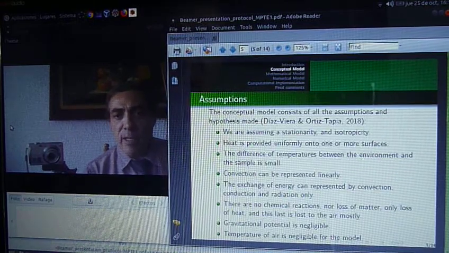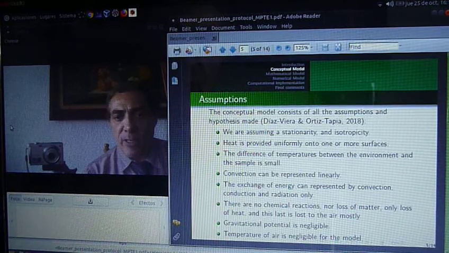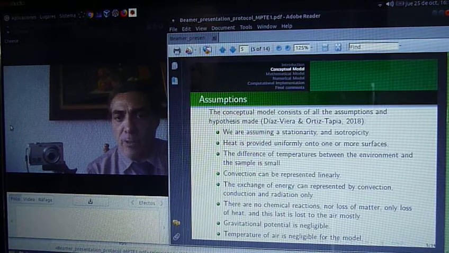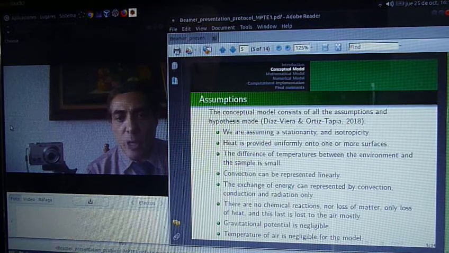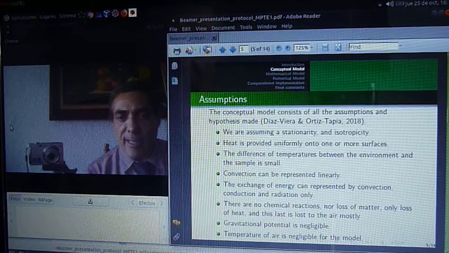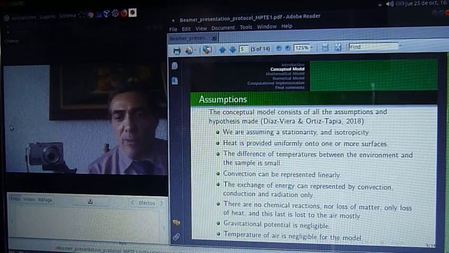We are assuming stationarity and isotropicity. Heat is provided uniformly onto one or more surfaces. The difference of temperatures between the environment and the sample is small. The convection can be represented linearly. The exchange of energy can be represented by convection, conduction, and radiation only. There are no chemical reactions nor loss of matter, only loss of heat, and this last is lost to the air mostly. Gravitational potential is negligible. Temperature of air is negligible for the model.